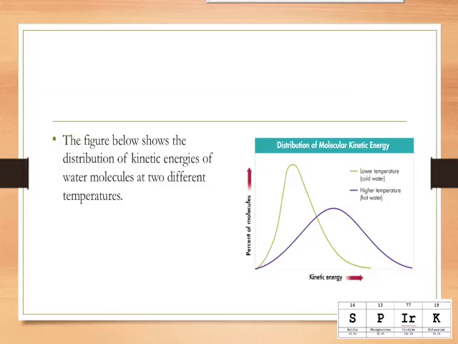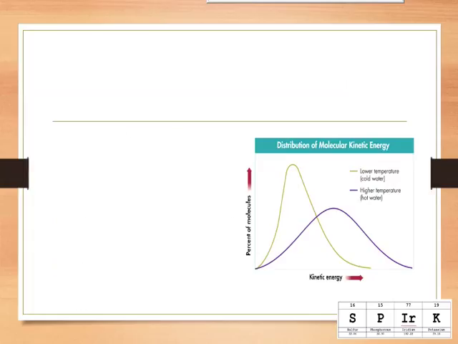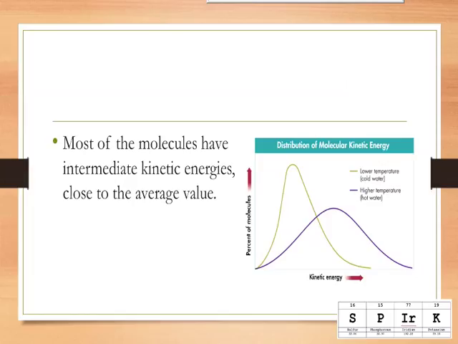So the figure to the right here shows the distribution of kinetic energies of water molecules at two different temperatures. The green line shows the lower temperature, and the purple line shows higher temperatures. As we go to these next slides, most of the molecules have intermediate kinetic energies and close to the average value. So think about it, that average value is going to be somewhere along that center dotted line. And that looks about right.